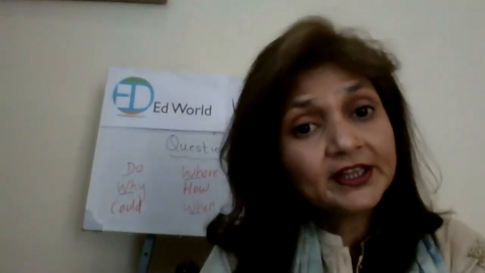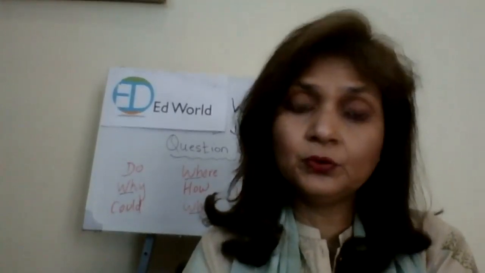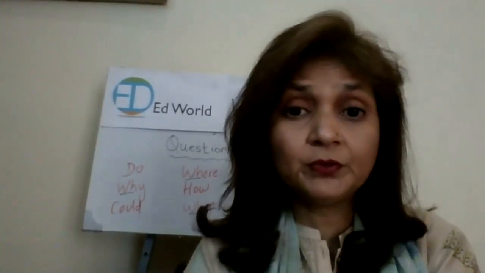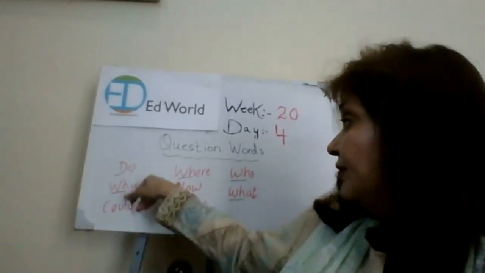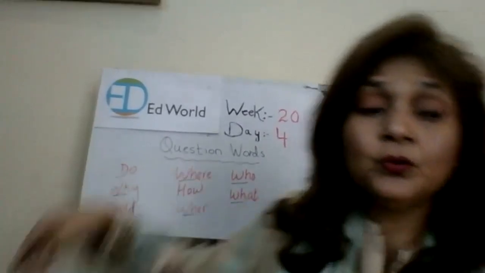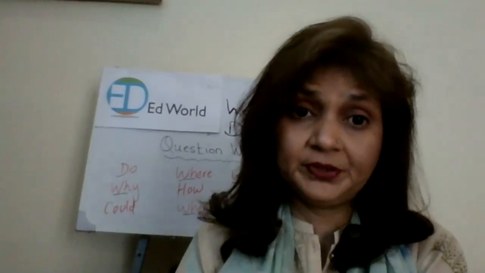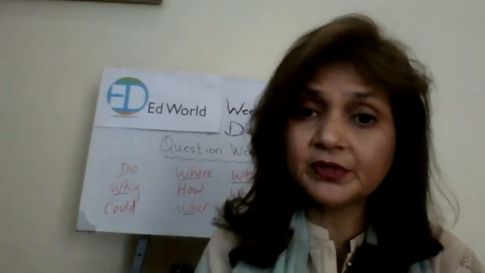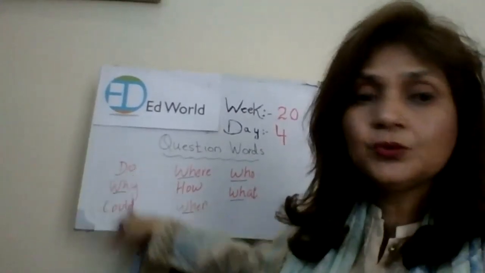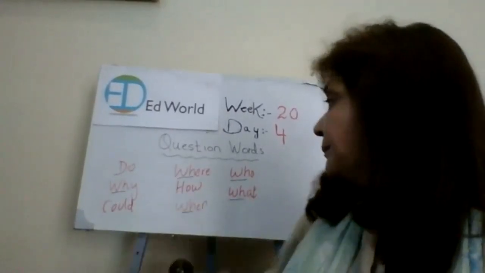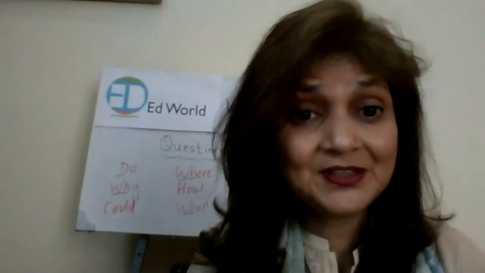You have done more than 5 question words, although in your books you were given only 5 of them. And what were those 5 words? Those 5 words were why, where, when, who, and what. These are all W words, WH words. Whereas there are other question words also, which I have explained to you. And those words are do, could, and how. Right? So lots of question words we have done today in the class.